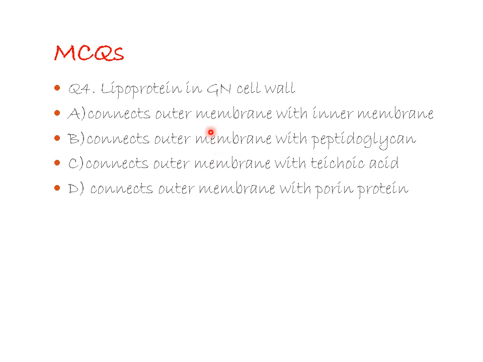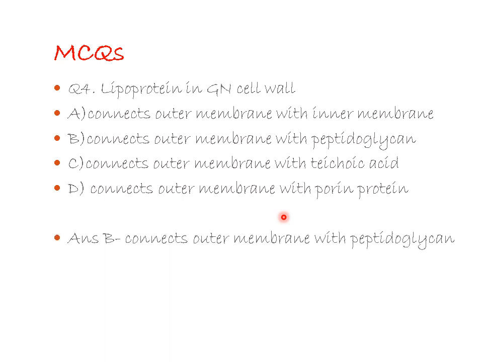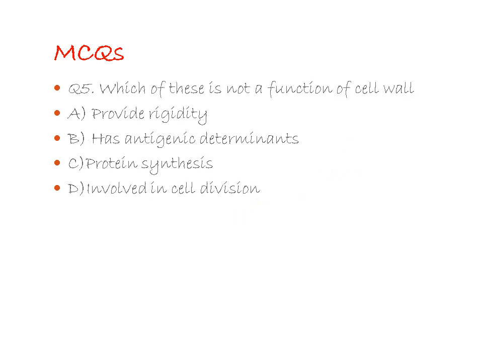Fourth question is, lipoprotein in gram-negative cell wall connects outer membrane with inner membrane, connects outer membrane with peptidoglycan layer, connects the outer membrane with teichoic acid, or connects outer membrane with porin proteins. The correct answer is B. It connects outer membrane with peptidoglycan. Teichoic acid is not present in gram-negative, so this option is totally wrong.